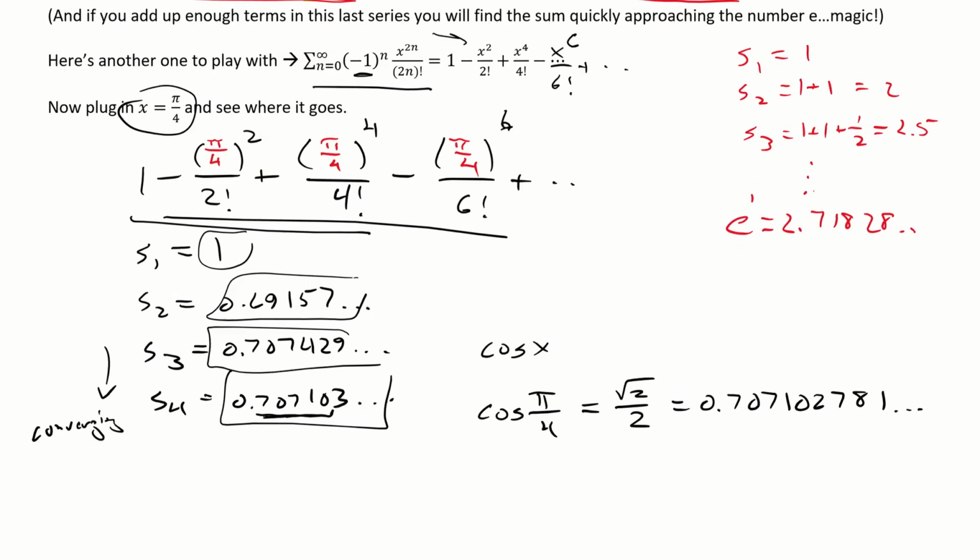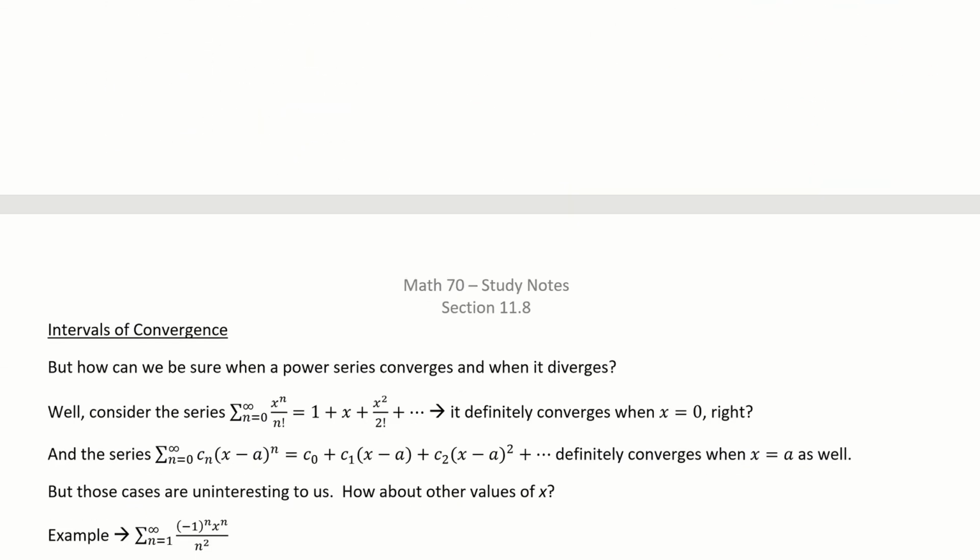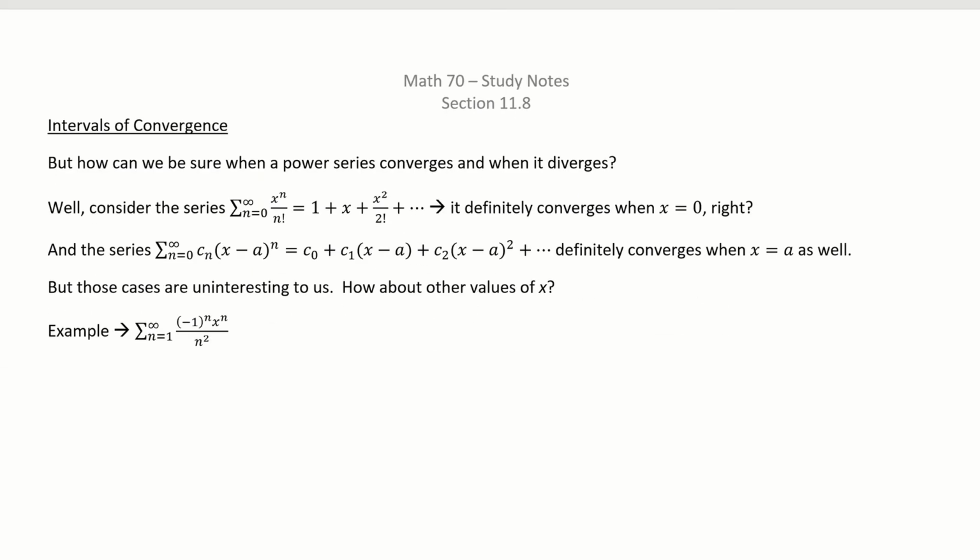Okay, so let's go to the next example. This one has nothing to do with anything. How can we be sure a power series converges and when does it converge? This is a good little discussion here I typed up. Well, taking a look at this series that I claim is for e to the x, it definitely converges for x equal to 0, right? Imagine plugging in 0 for x all the way down the line. What do you get? 1. Oh, by the way, what's cosine of 0? 1. Pretty cool, right? Not convinced, I know.